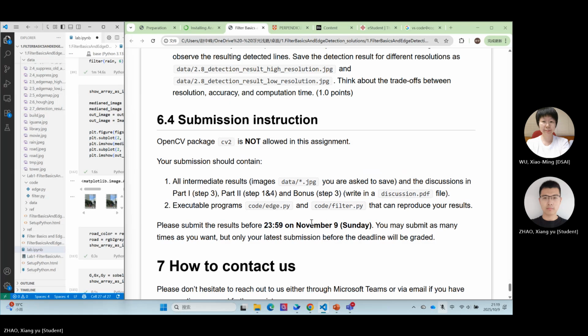Okay, so just some clarification. The highest mark you can get for lab 1 is 12 points, which corresponds to 6 points in your overall grade. So the highest mark you can get is 6 in your overall grade.